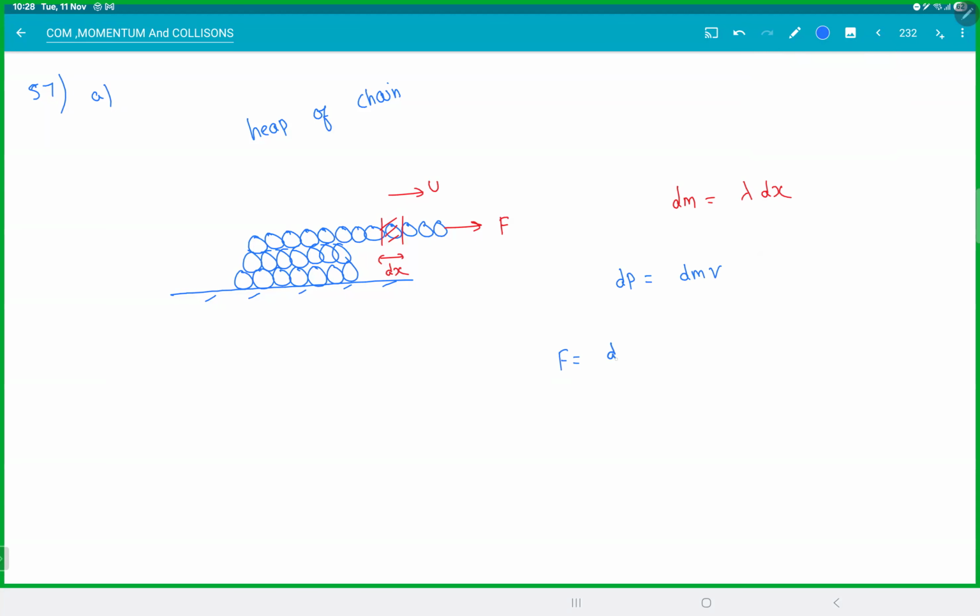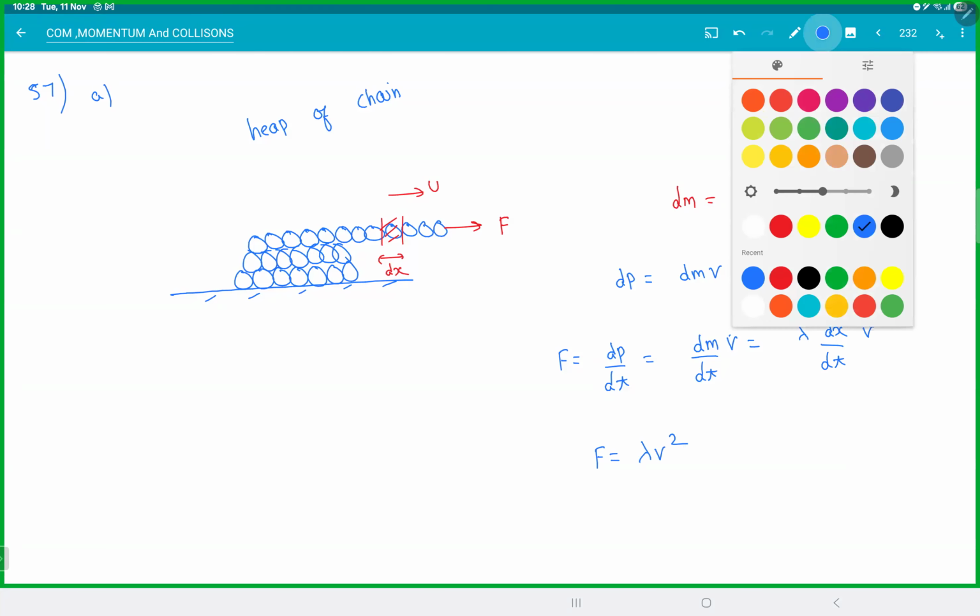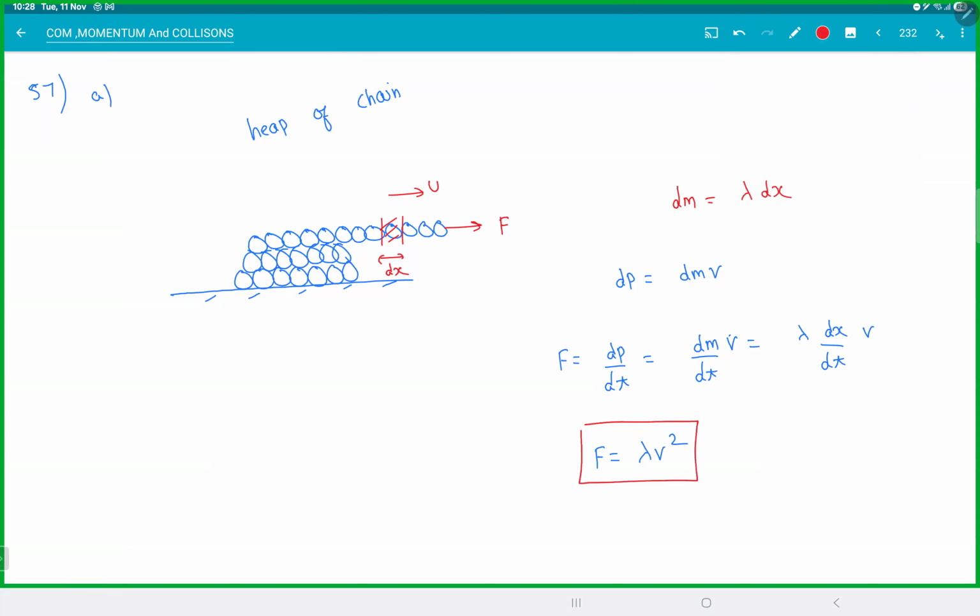So force is equal to dp by dt, which is dm by dt into v. And dm is nothing but lambda dx. And what is dx by dt? Velocity. Lambda v square. It's a pretty good result. Remember this. That means whenever you want to pull the chain out of the heap, you have to apply a force of lambda v square. Right, Aditya?